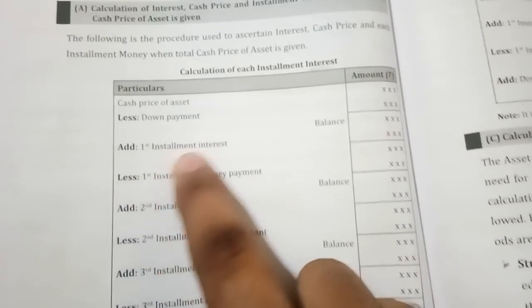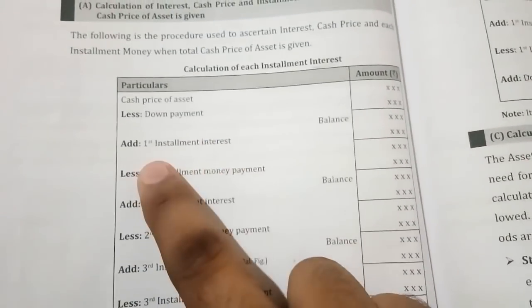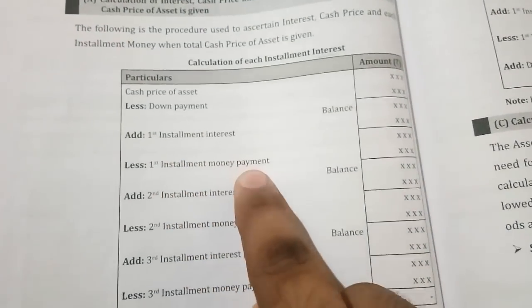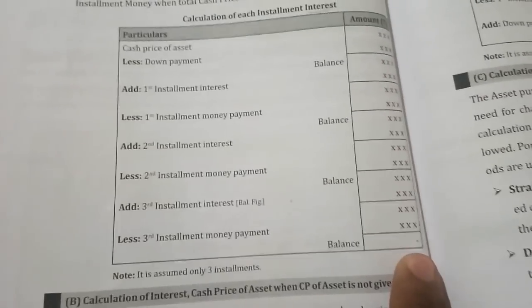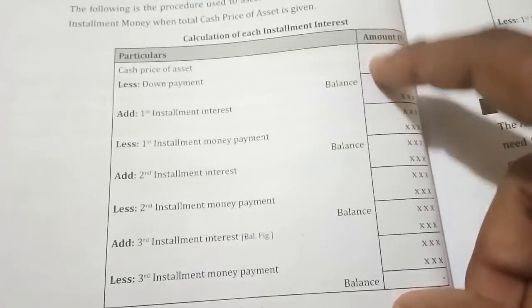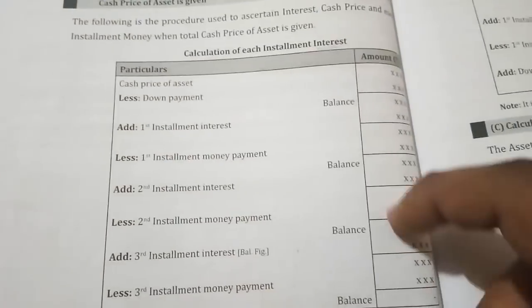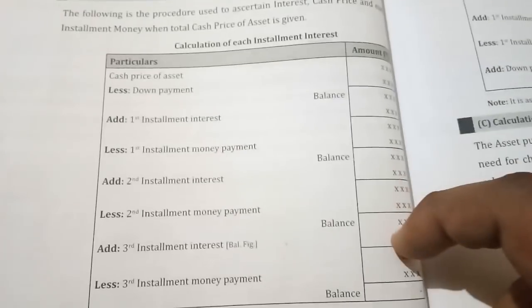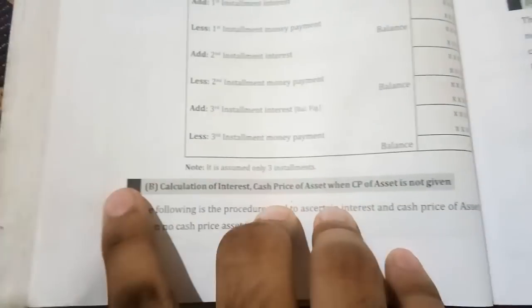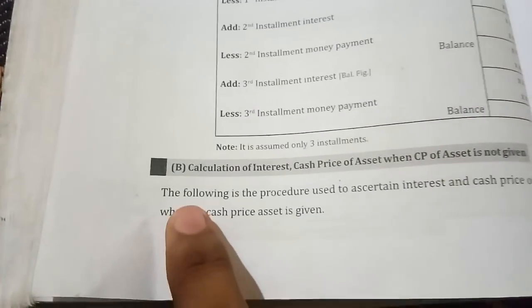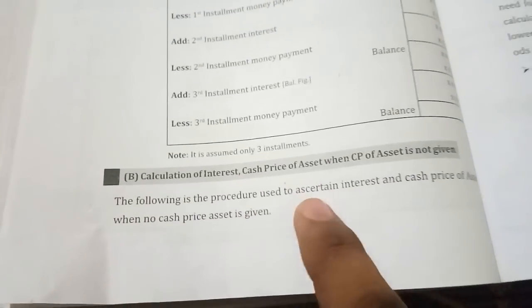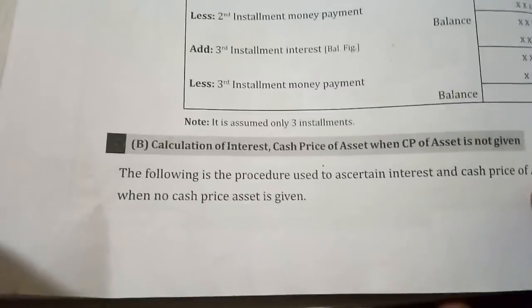Then the installment interest we will add, and the installment money payment will be minus and the balance, like this we will do it all. So we can find out each installment interest and the cash price of each installment. Okay, next we also have the B part. Here we have A part and B part. So in B part, the following is the procedure used to ascertain interest and cash price of the asset when no cash price of the asset is given.